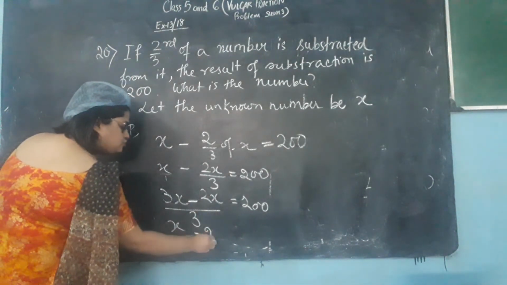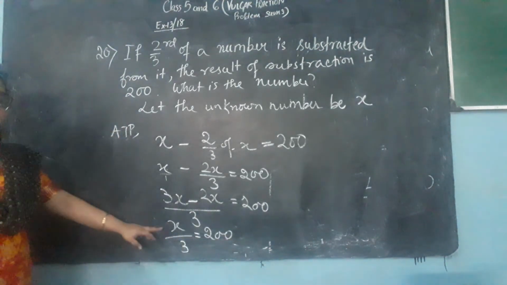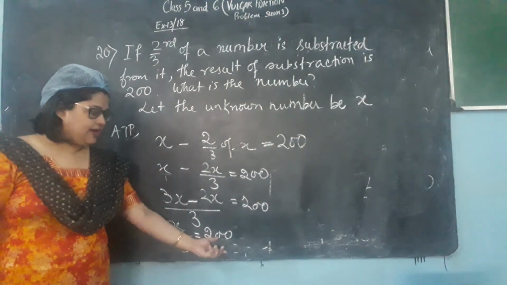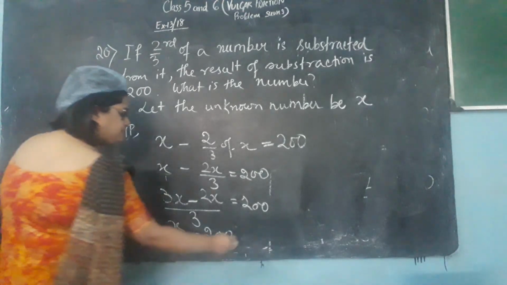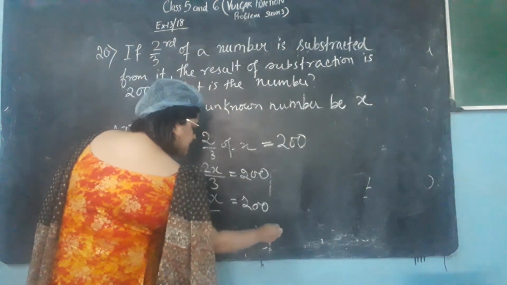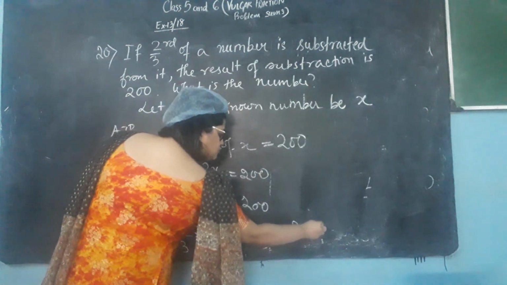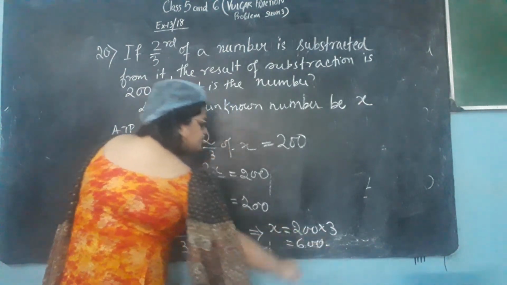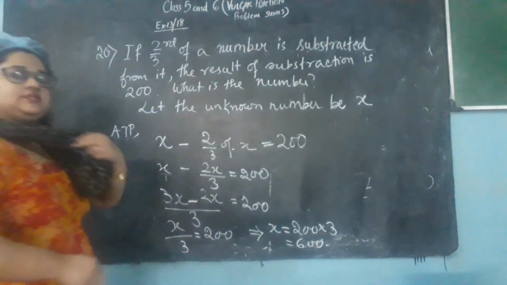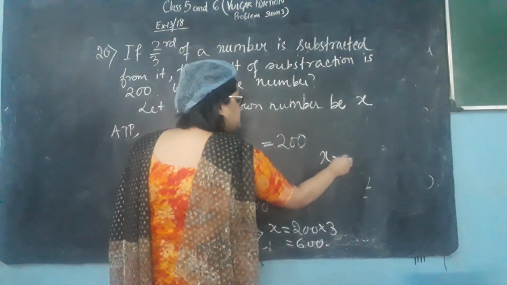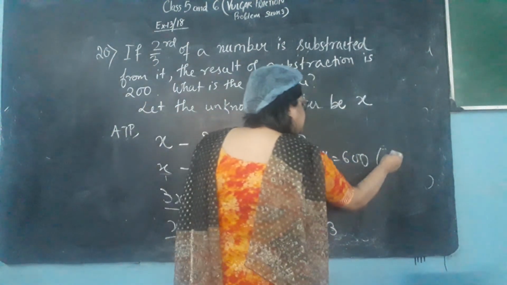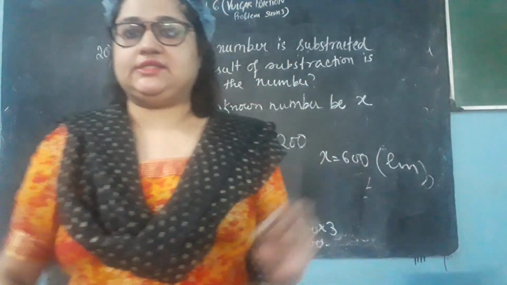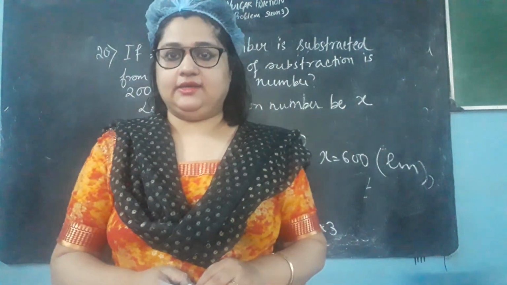So x by 3 equal to 200. Now we have to find x. So we have to shift all the numbers that side. So 3 is divided by, when it shifts that side it becomes multiplied. So therefore x is equal to 200 into 3. Last step, multiplying the numbers, you get 600. So what is the answer? The answer is x value is equal to 600, or the number is 600. You can write the final answer: the number is 600 in statement form and end it up.